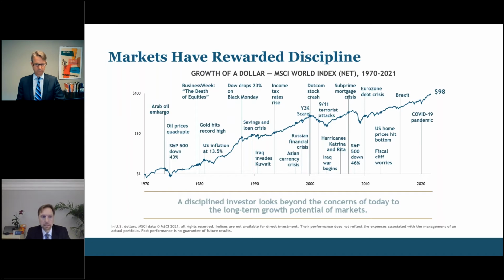I mean, look at some of these events, right? We have super high inflationary periods, we have the subprime mortgage crisis, we have the COVID-19 pandemic, et cetera, et cetera. And through it all, had you been invested and remained invested, you would have come out with a very attractive rate of return in the end.